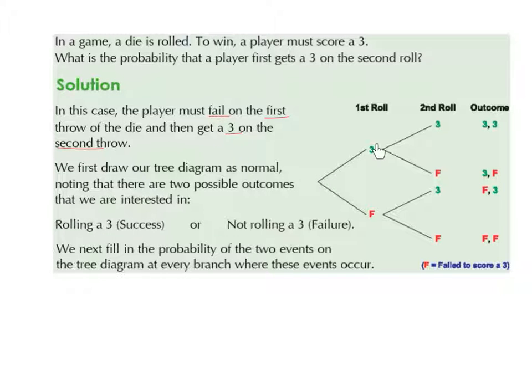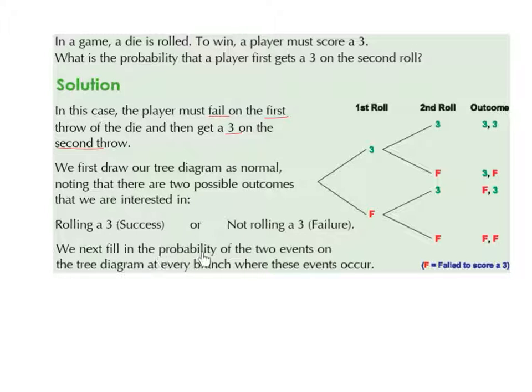If we roll a 3 on the first roll, then on the second roll we could roll a 3 or we could fail. So again, we could not roll a 3. If we fail on the first roll, so if we don't roll a 3 on the first roll, on the second roll we could roll a 3 or we could fail again by not rolling a 3. So the outcomes are 3, 3, 3, fail, fail, 3, and fail, fail. So remember, F equals failed to score a 3.